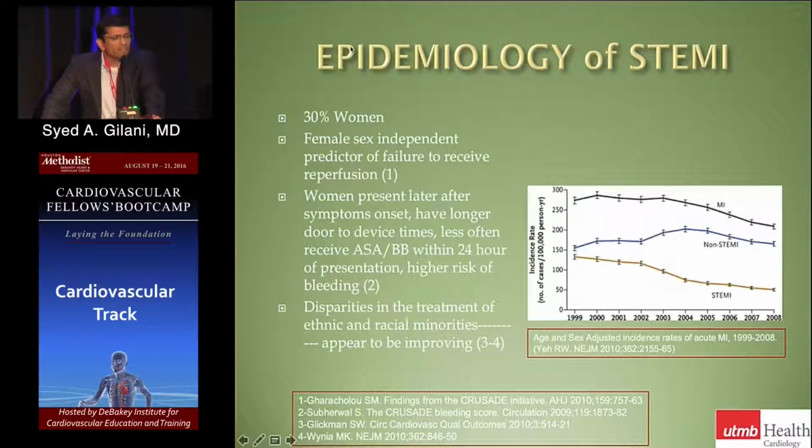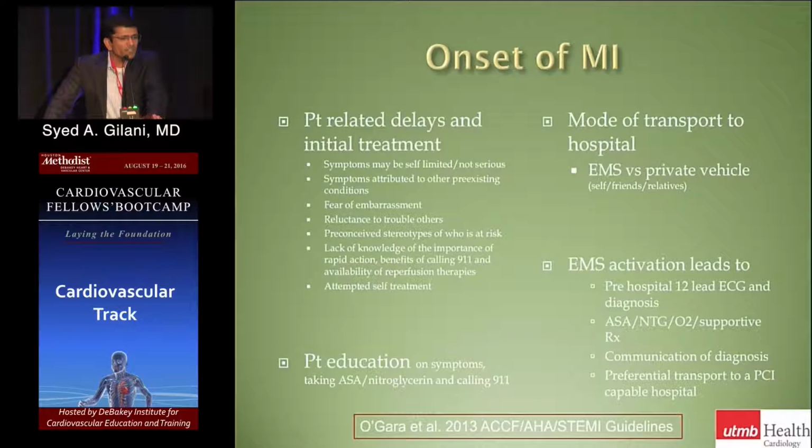So overall, STEMI is about 30 to 40% of acute MI, acute coronary syndrome cases. The population-based, age- and sex-adjusted incidence of STEMI is actually decreasing. For non-STEMI, ACS is increasing in the population.